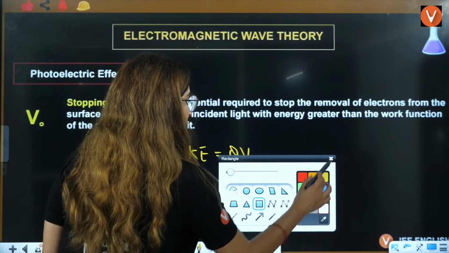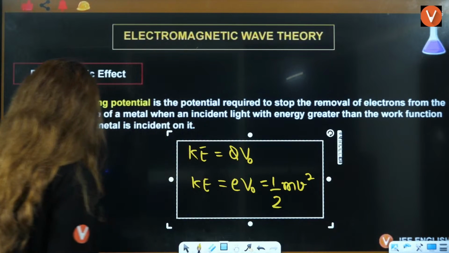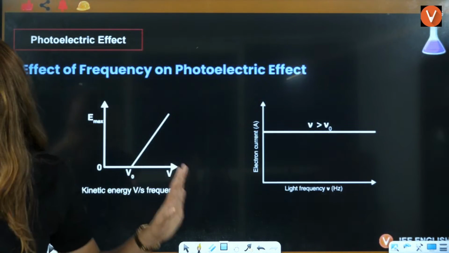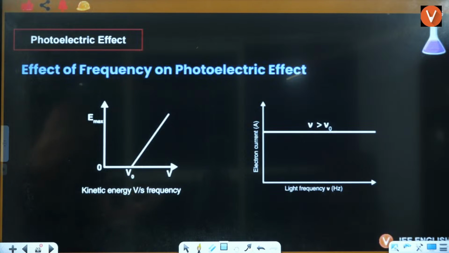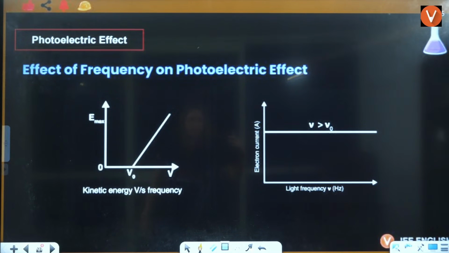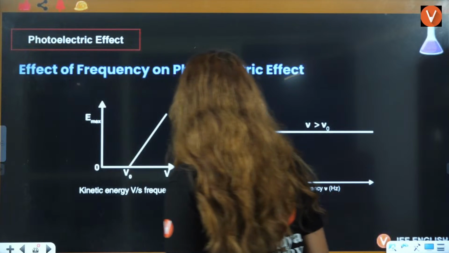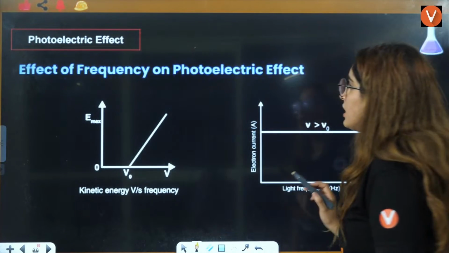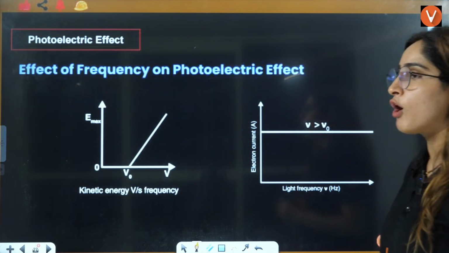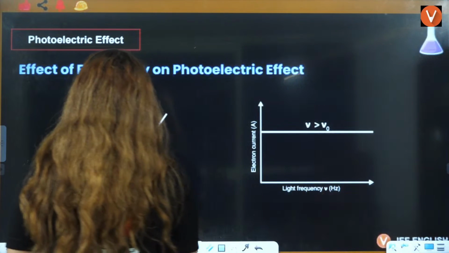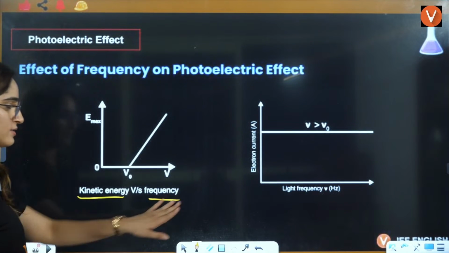Now let's talk about the graphs here, guys. Very simple graphs you have here. The graphs show the effect of frequency on the photoelectric effect. See, the first graph is between kinetic energy and frequency, right?